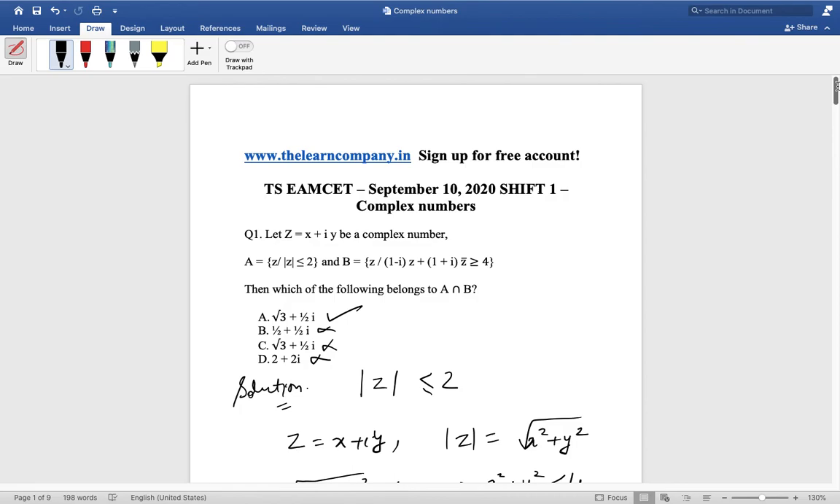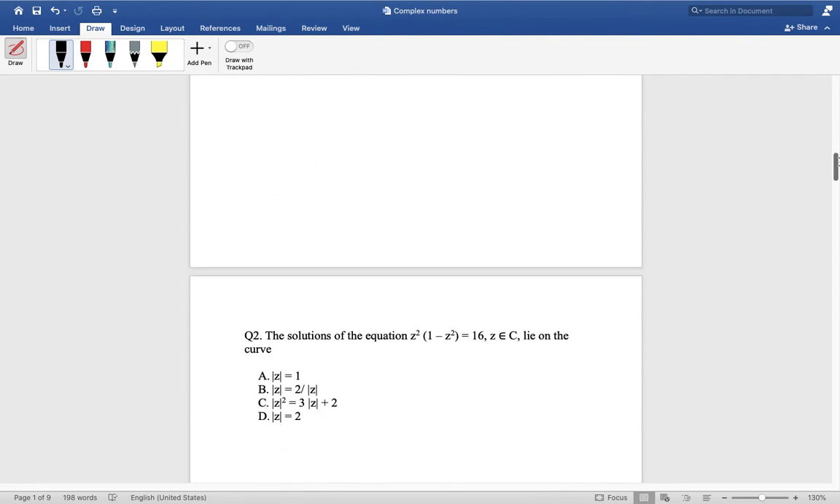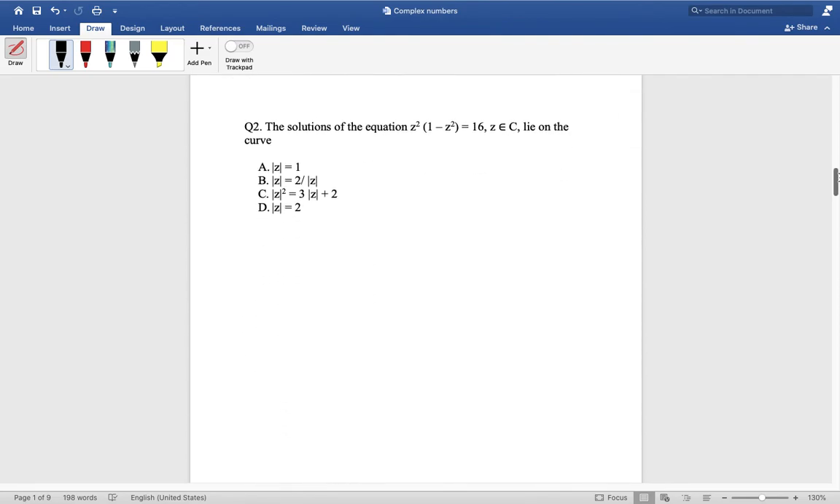Very easy problem, very easy problem. It doesn't take more than 2 minutes to solve this question. Now question 2.